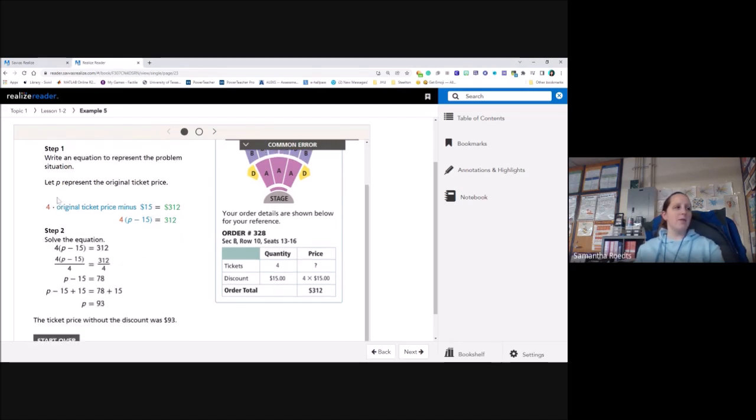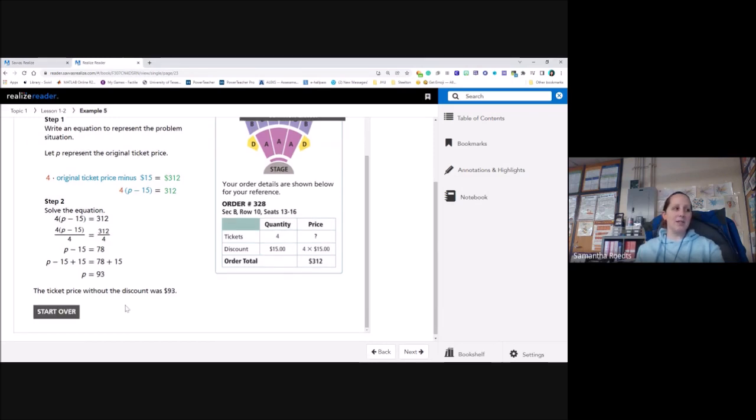Then I want to solve the equation. Divide by 4 gives me P minus 15 equals 78. Add 15 to both sides, gives me 93. So the ticket price without the discount was $93.